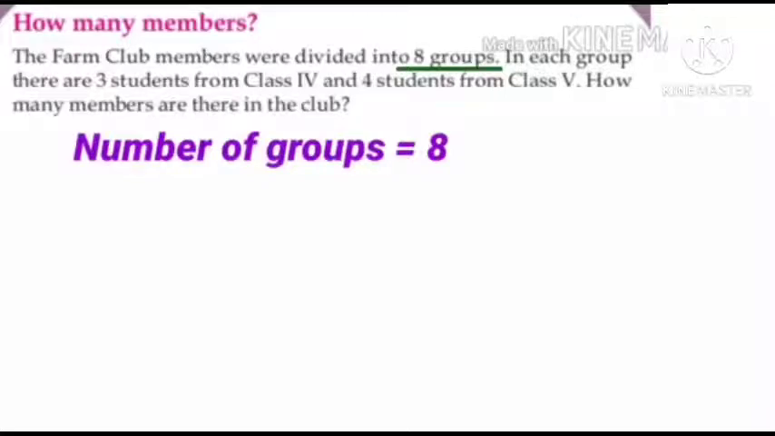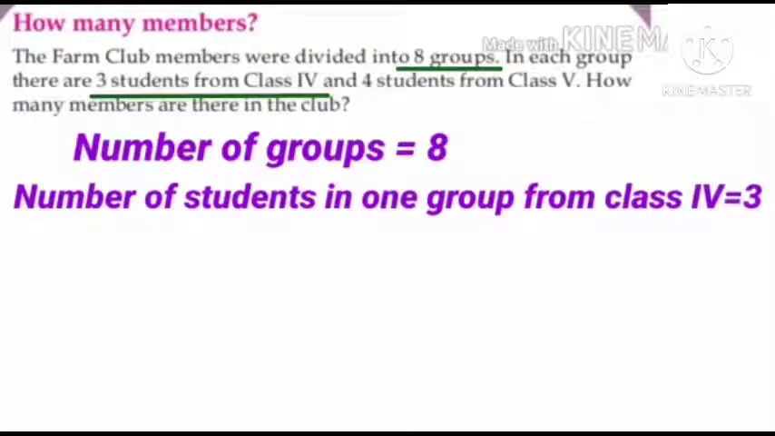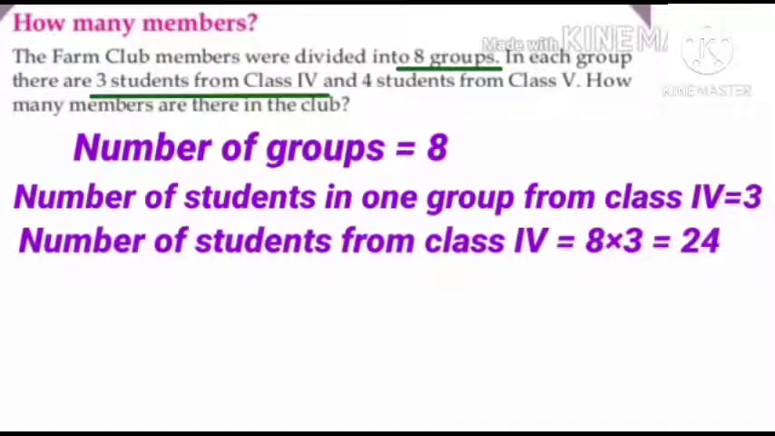How many students are there in each group from class 4? Yes, 3 students. So, number of students in one group from class 4 equal 3. Then, how many students are there in the club from class 4? Listen here. There are 8 groups with 3 students. So, number of students from class 4, 8 times 3, that is 8 into 3 equal 24.